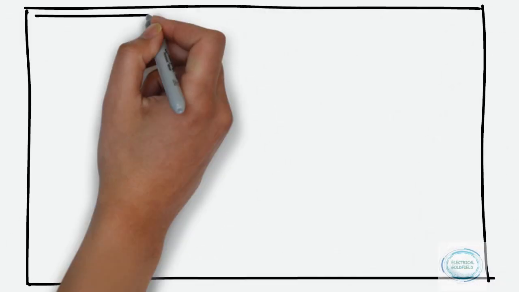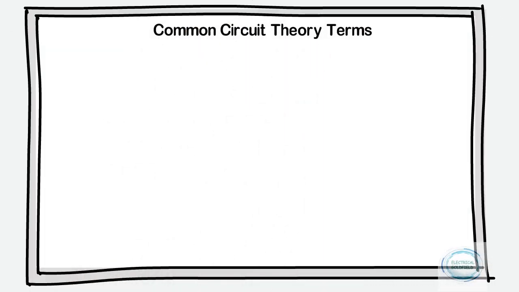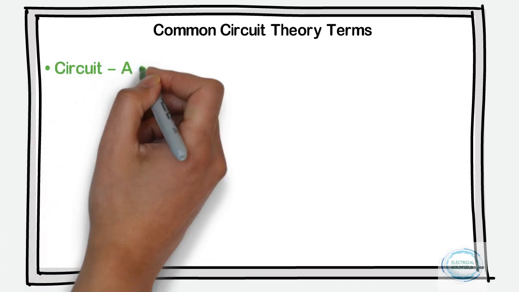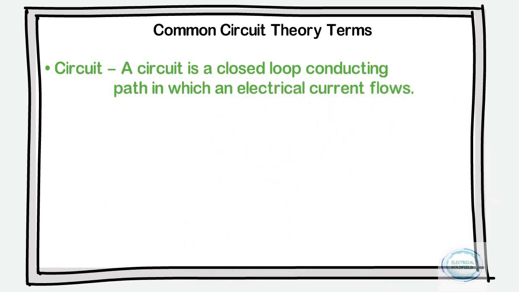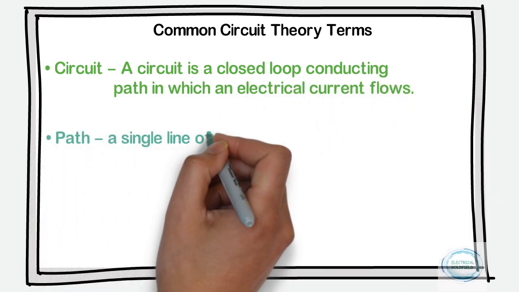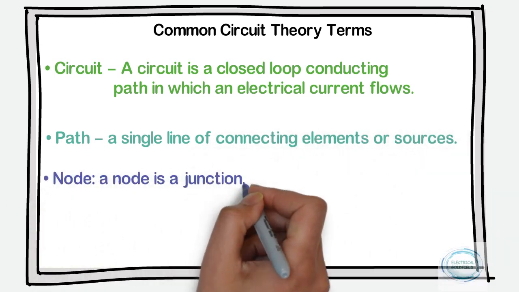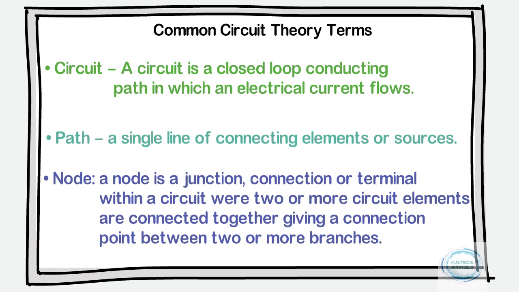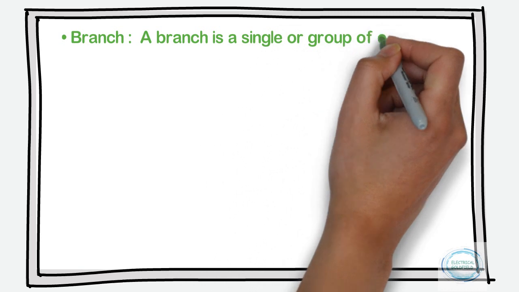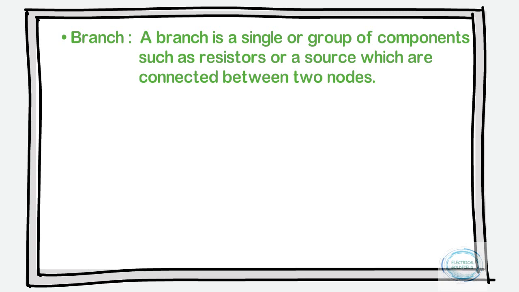Before learning these laws, we should first understand basic terms associated with circuit analysis. Here, first is circuit. Circuit is a closed path in which current is flowing. Path is defined as a line which connects source or elements. Third is node. Friends, node is a type of junction point where two or more branches meet together. Fourth is branch. Branch is a group of elements or sources which connects two nodes.